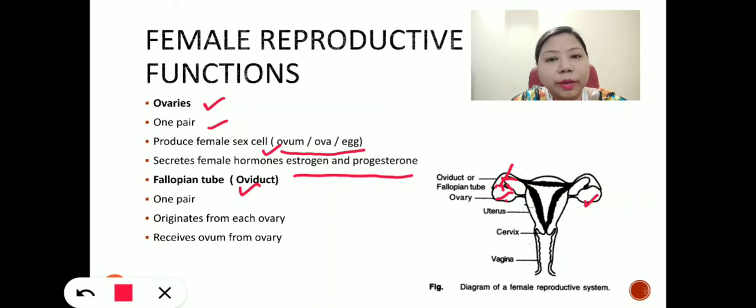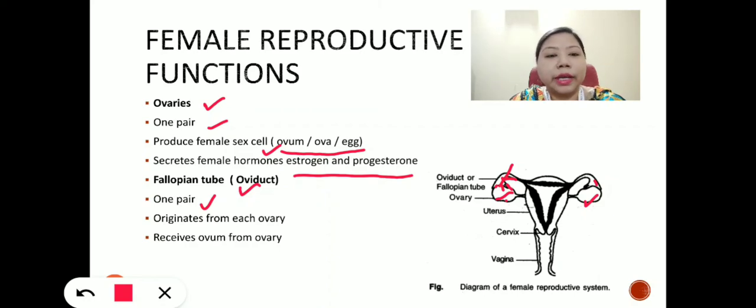So the finger-like projection will push it into the fallopian tube, and also the fallopian tube is the site where the fusion of the male and the female gamete will take place. That means the sperm will get inside the female organ, and then it will move towards the fallopian tube so that it can fuse with the egg if any egg has been released, and if no egg is released, no fusion will take place.